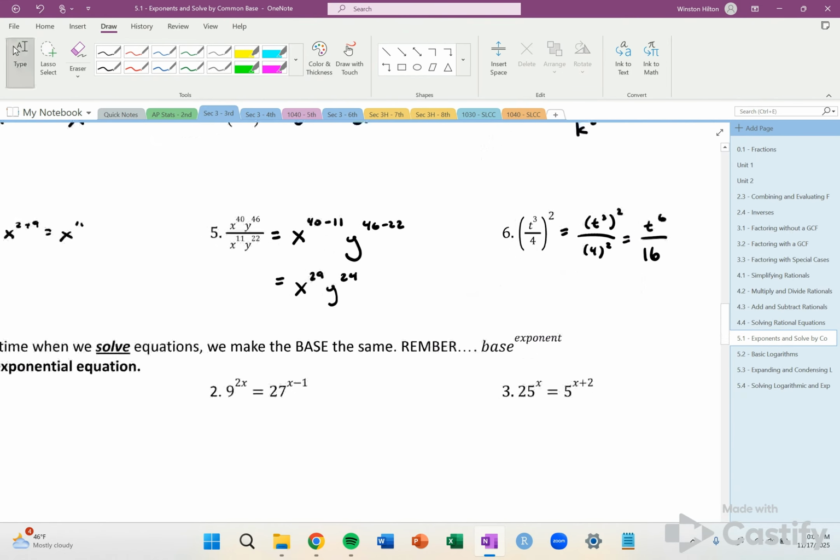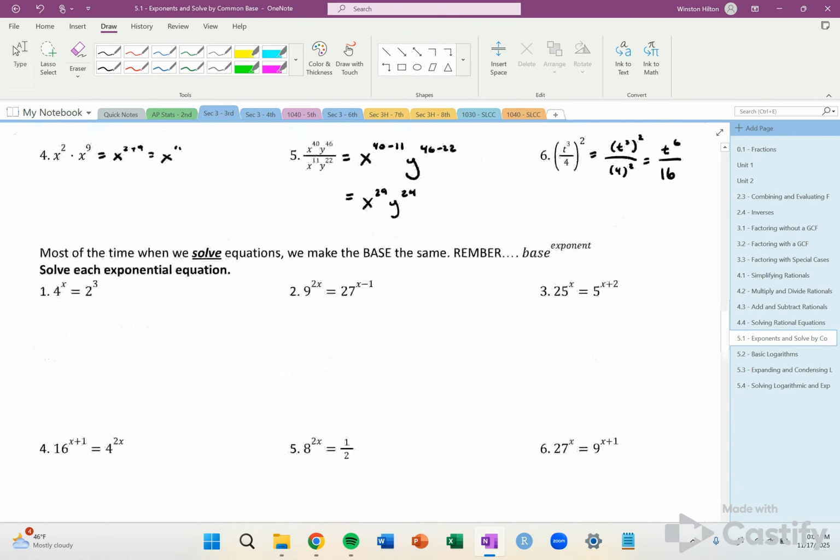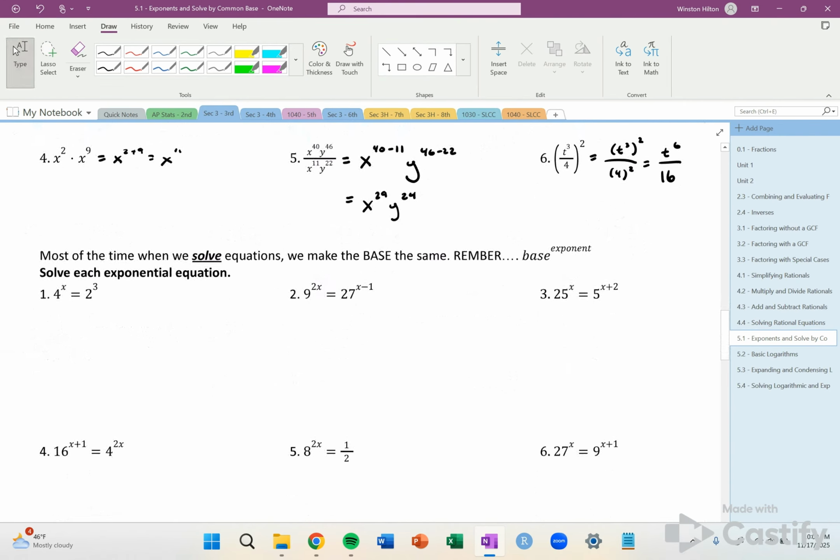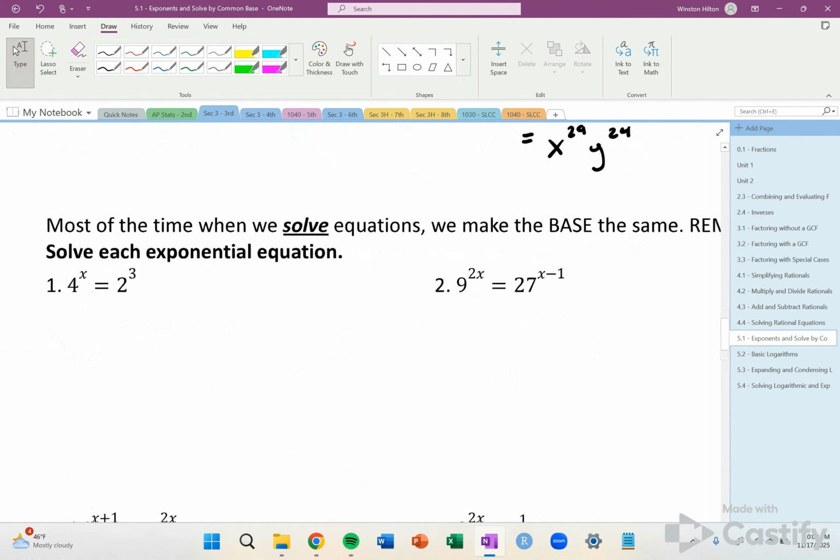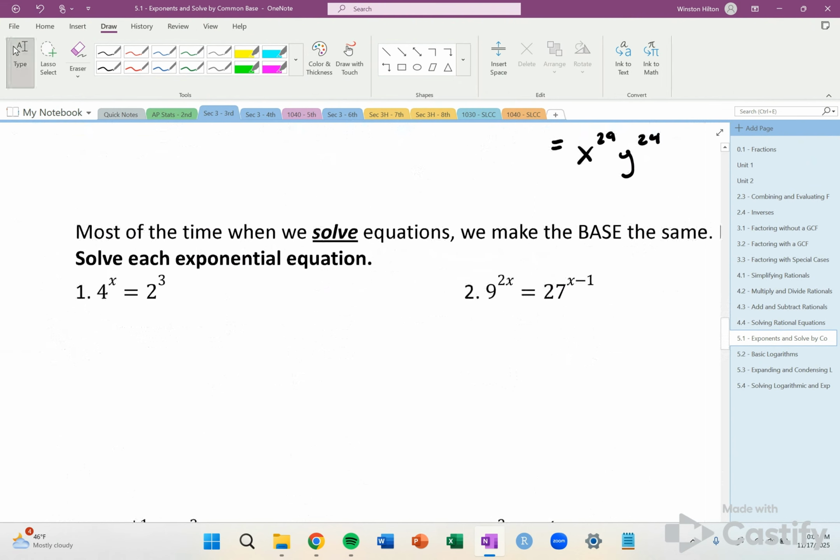All right, now we can also use this to solve some equations, if we can get the bases to match across both sides of the equal sign. So here in example 1, we have 2 exponents that are set equal to each other, 4 to the power of x and 2 to the power of 3.